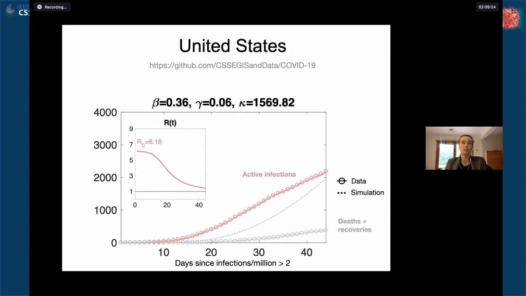Let's look at the United States. We also have a pretty low kappa that is actually lower than what was measured for Italy, which indicates that basically they started distancing a little bit later, when the number of infections was higher.